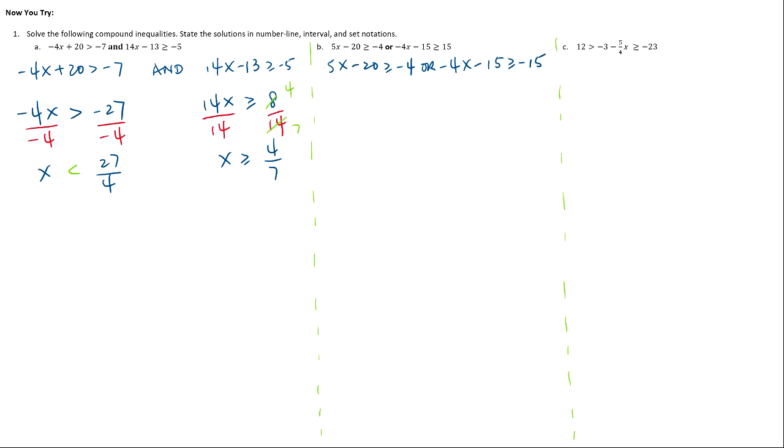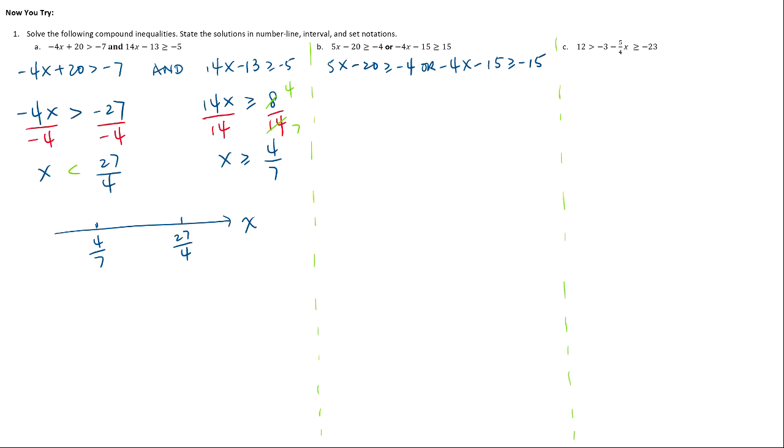And now if we want to put everything together, because it's connected by and, we are looking for the part where the two overlap on the number line. So we have 27 over 4 and 4 over 7. Again, try not to use a calculator, but use your understanding of fractions. In this case, 4 over 7 we know is less than 1. 27 over 4, because the numerator is larger than the denominator, we know is greater than 1. So naturally we can put 4 over 7 to the left of 27 over 4.